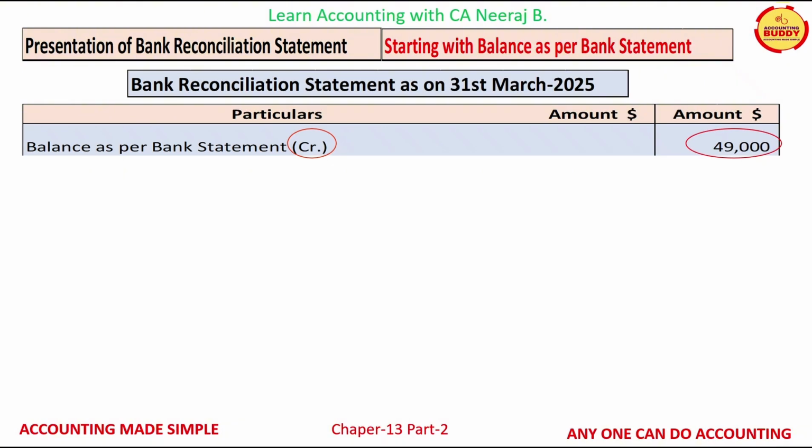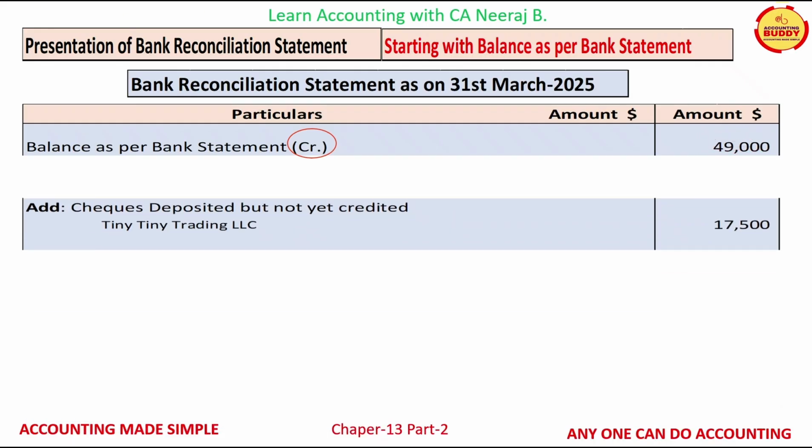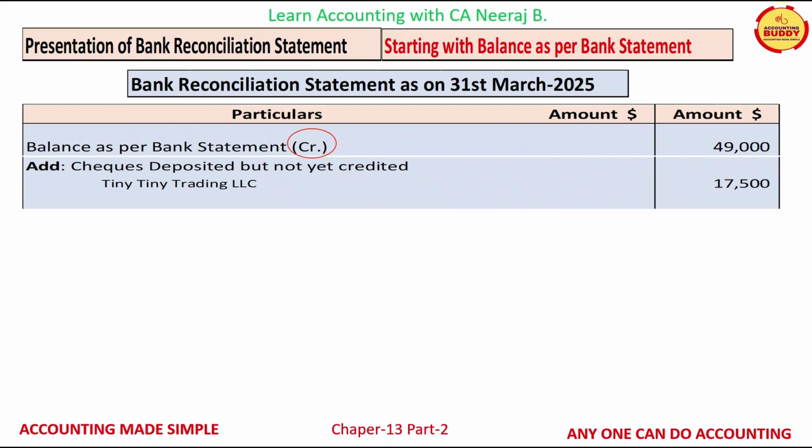Always remember, when you are starting with the bank statement credit balance, the transactions which are debited in the cash book and have resulted into increase in the balance of the cash book will be added to the balance as per bank statement. The checks deposited but not yet credited fall under this category. Therefore, $17,500 will be added to the bank statement balance.